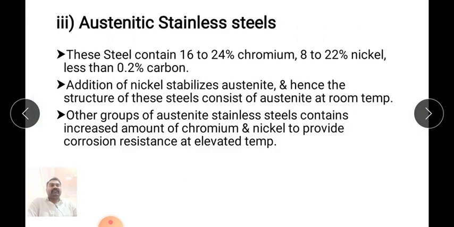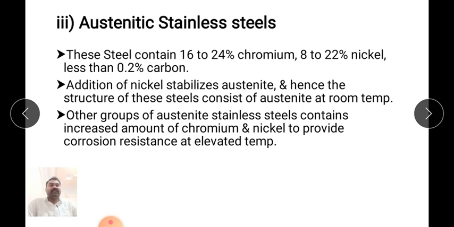Then the next type of stainless steel is austenitic stainless steel. These steels contain 16 to 24% chromium, 8 to 12% nickel and less than 0.2% carbon. Okay, here in addition to chromium there is nickel present. Addition of nickel stabilizes the austenite. Means the stability of the austenite increases by the addition of nickel, and hence the structure of the steel consists of austenite at room temperature. Means below 727, or approximately equal to 727, the occurrence of that austenite will be possible.